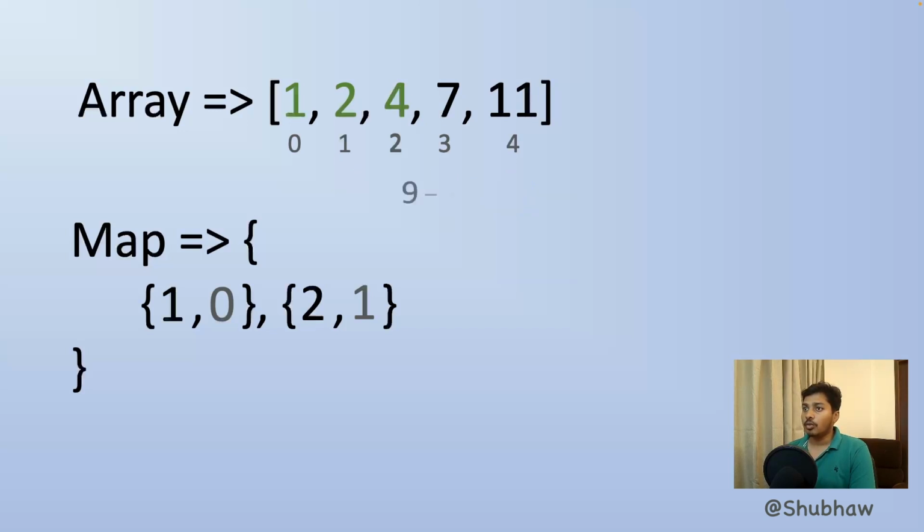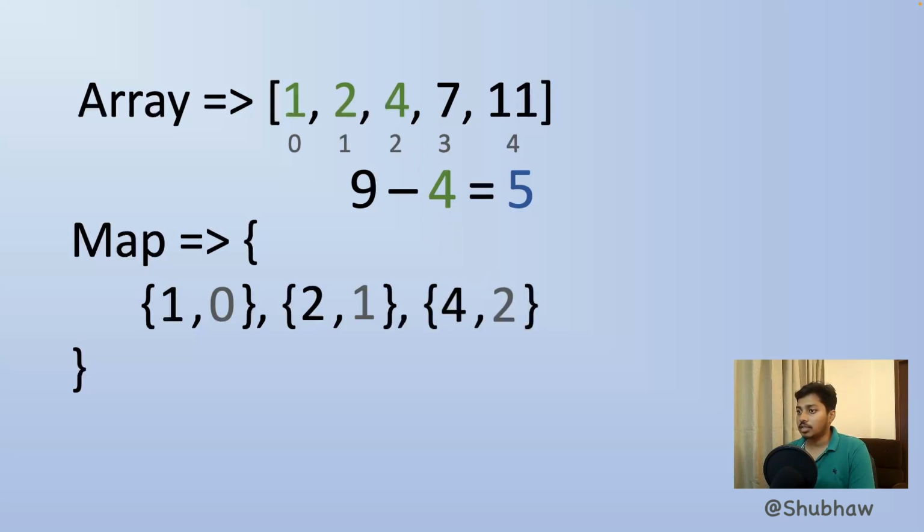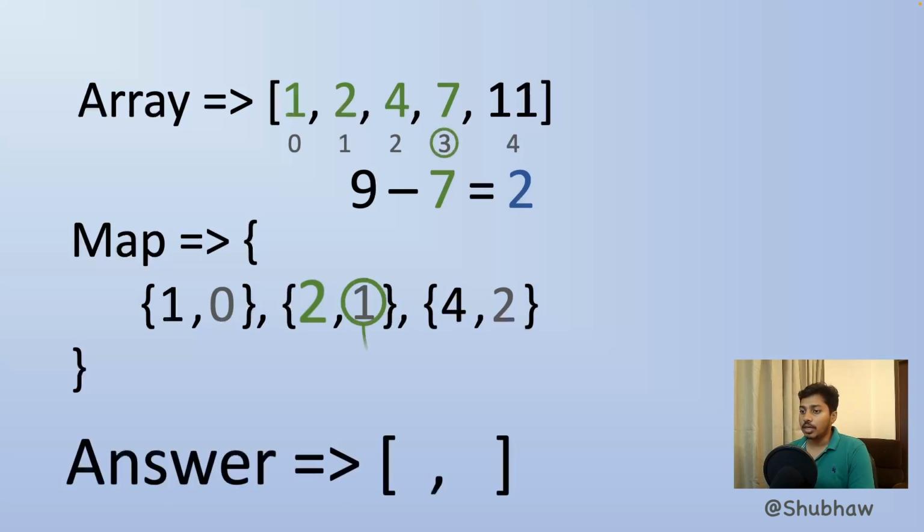Again we'll go to 4 and calculate the required number, which is 5, which is not present in the map, so we'll move ahead and add that element and its index there. Now with 7, once we reach 7, we will calculate 9 minus 7, which is 2, and 2 is now present in the map. So here is our answer, and we have to return the indices of each of the values. So 1 comma 3 will be our answer. Yeah, this is our solution.